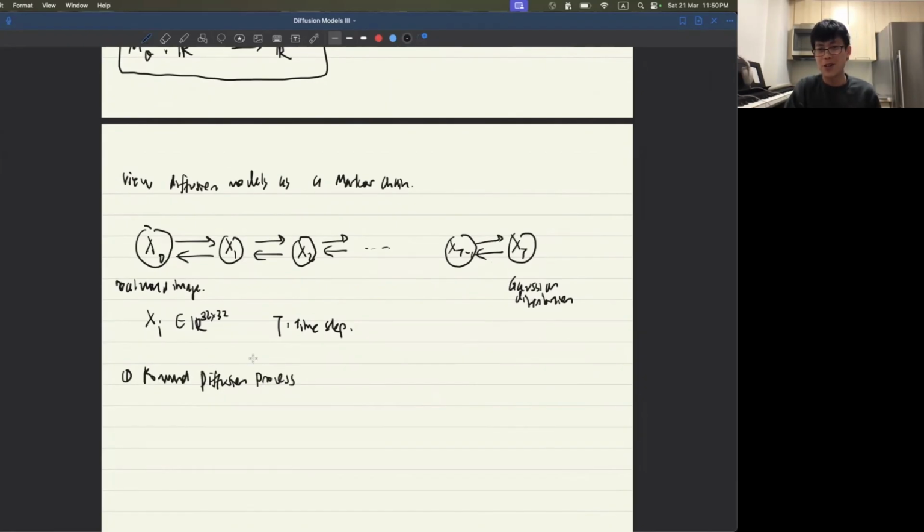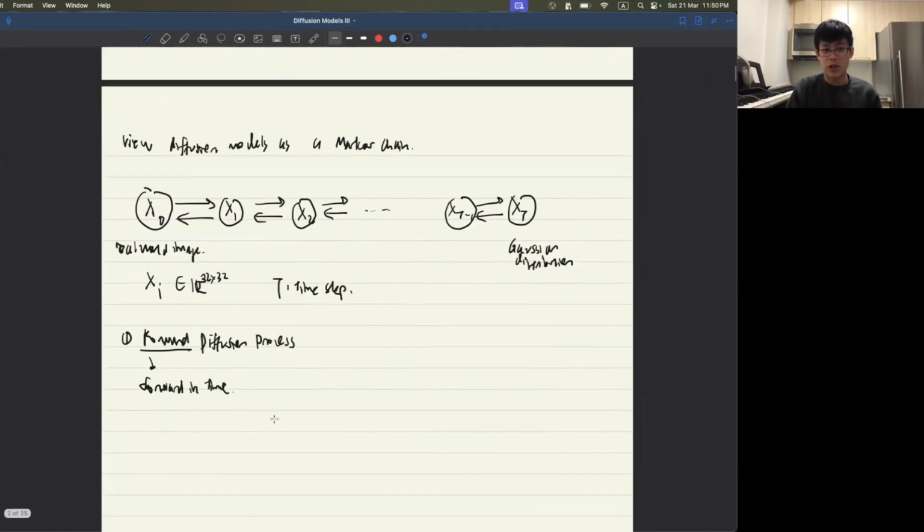And just to make sure we get the terminologies correct, this forward is really referring to forward in time. If we look at this chain as a discrete time Markov chain, forward in time means the index will increase with time. So it goes from 0 to t.